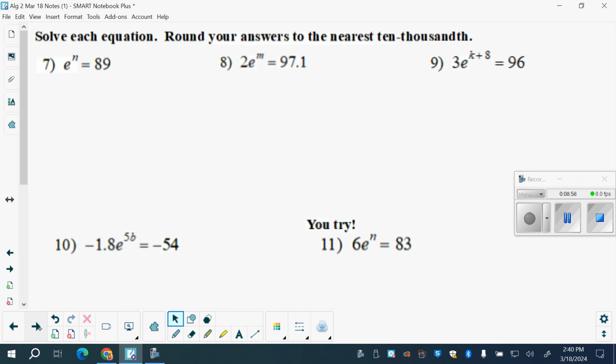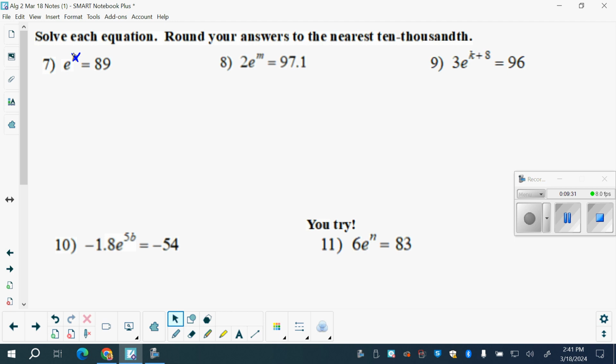Okay, so suppose we are solving for e to the n equals 89. So we want to find that exponent. Let's change this to an x so it's not confusing. Let's make this an x instead of an n. So e to some variable is 89. How do we get to that exponent? What is it that we have to do first? Yes, we have to take the log of both sides.